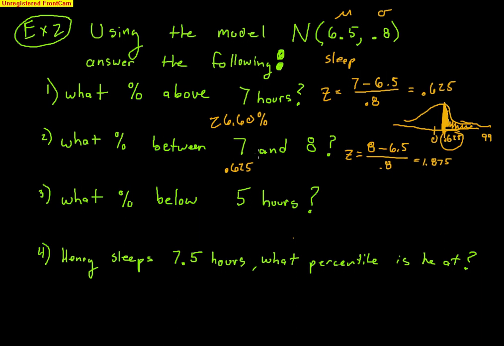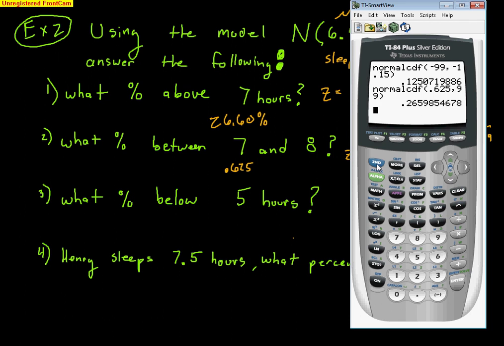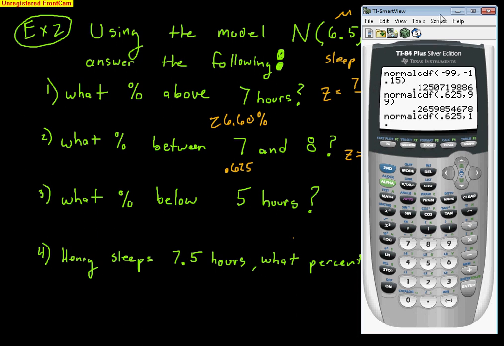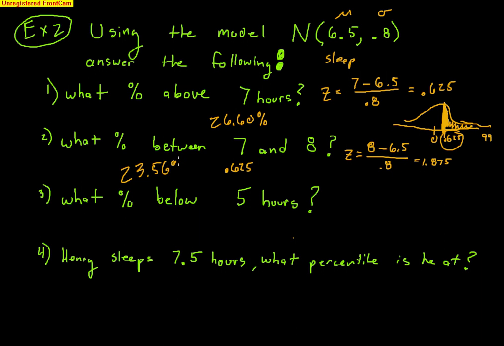So anyway, now since I want to look in between those two z-scores, I'm just going to grab a normal CDF. Make sure you don't ever grab PDF, CDF. And I'm going to do 0.625, comma, 1.875. Close that parenthesis, and this is going to tell you the proportion of data in between. So about 23.56% of kids get between 7 and 8 hours of sleep. Again, this is a model. It's not guaranteed to happen, but it's just a model.